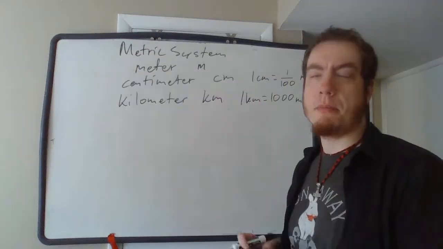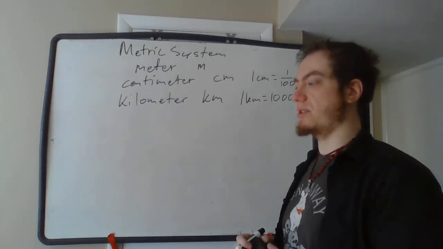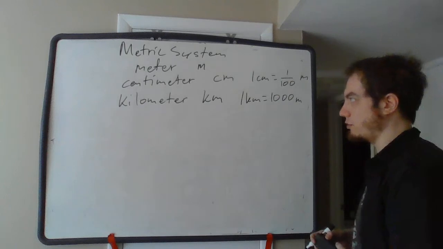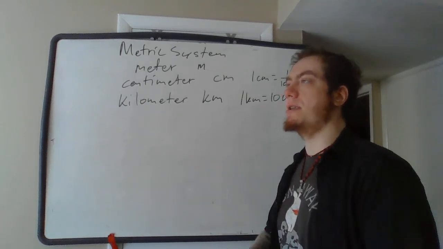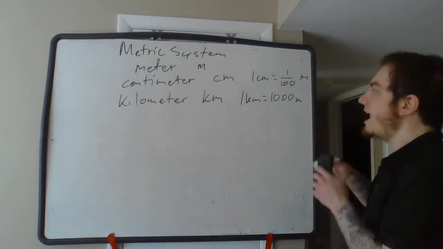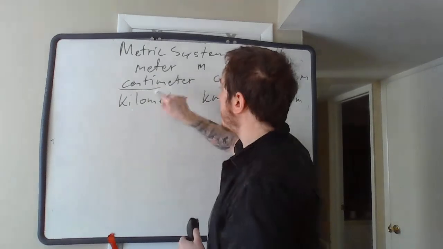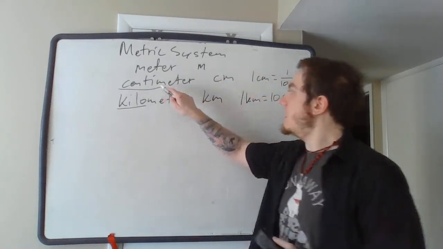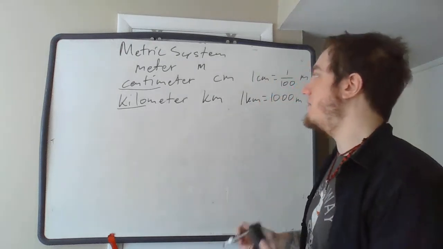And in fact, 1 kilometer is something like 0.6 something miles. I don't remember the exact conversion here, but it's more than half a mile. It's not as big as 3/4 of a mile. Anyway, this centi and this kilo are just prefixes that you can attach in metric to any given unit.